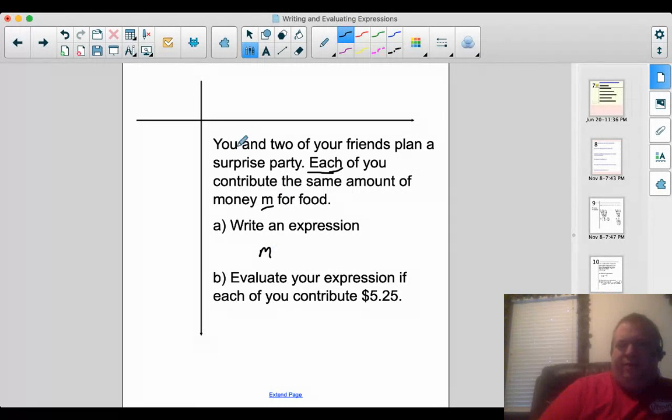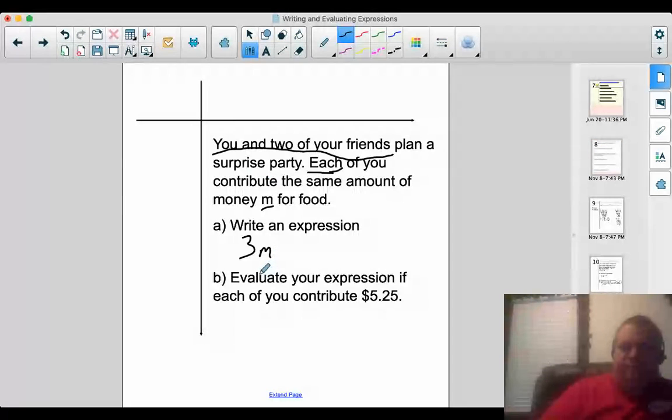Well, if I look earlier, I see it's you and 2 of your friends. So if it's me and 2 of my friends, that's 3 people total, right? Me plus the 2 friends is 3 people. So we have 3 people each contributing M dollars for food. So it's 3 times M, or 3M. And there's nothing else going on here. I'm not adding another amount, not taking anything away. It's just 3 times M.